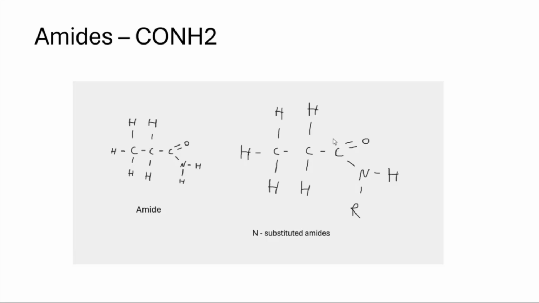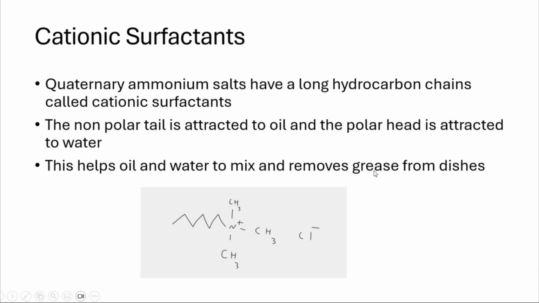Alright, so amides. You just saw an example of them here. They have a functional group of CONH2. So you got an amide here, which is just a carboxylic acid, but instead of OH, you got NH2. And here you got an N-substituted amide, which is what we just created now. So that's the same, but instead of an H, you got an R group here, an organic group. So that's it.